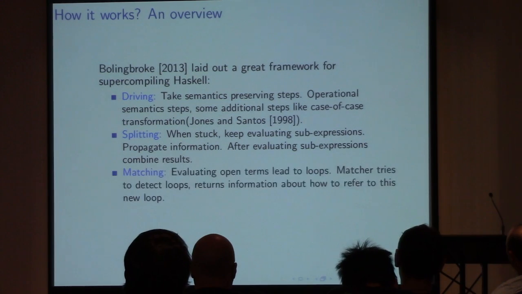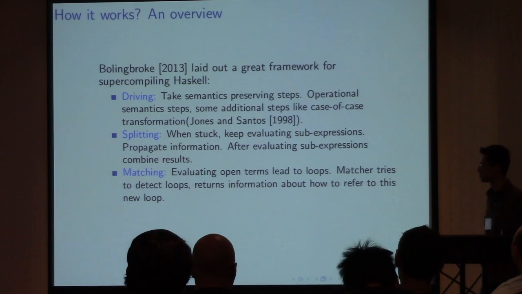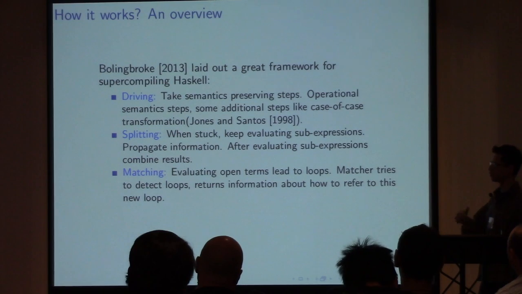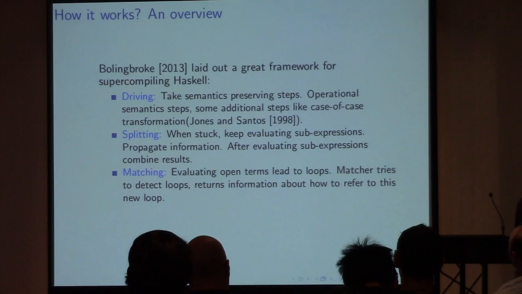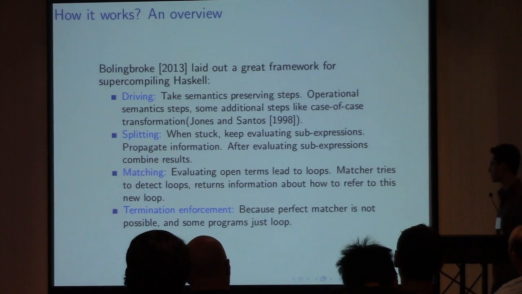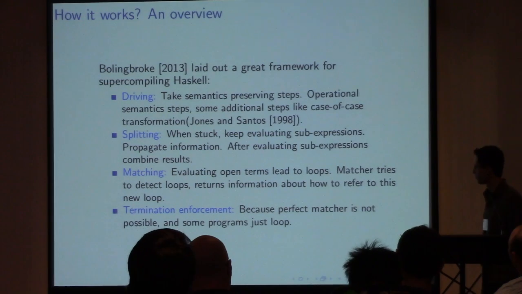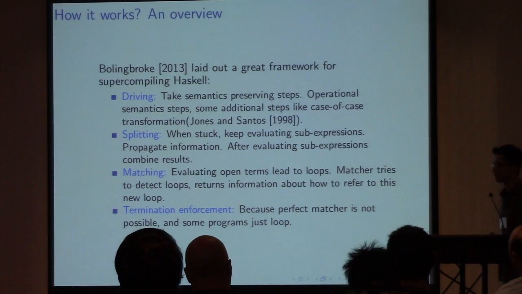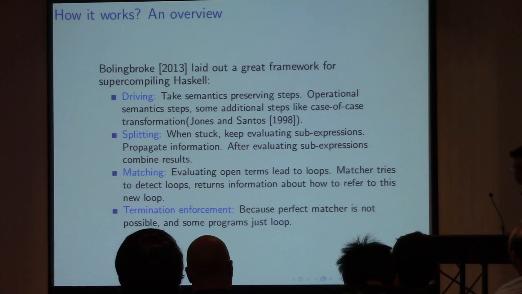The next step is matching. We evaluate open terms, and most of the time it leads to loops. So a matcher tries to detect loops so that we can form a loop instead of continuing to evaluate our term at compile time. The last piece is termination enforcement. We cannot detect all the loops because a perfect matcher is not possible, and some programs just loop. In that case, we need a termination enforcement policy, and this is the last piece for supercompilation.